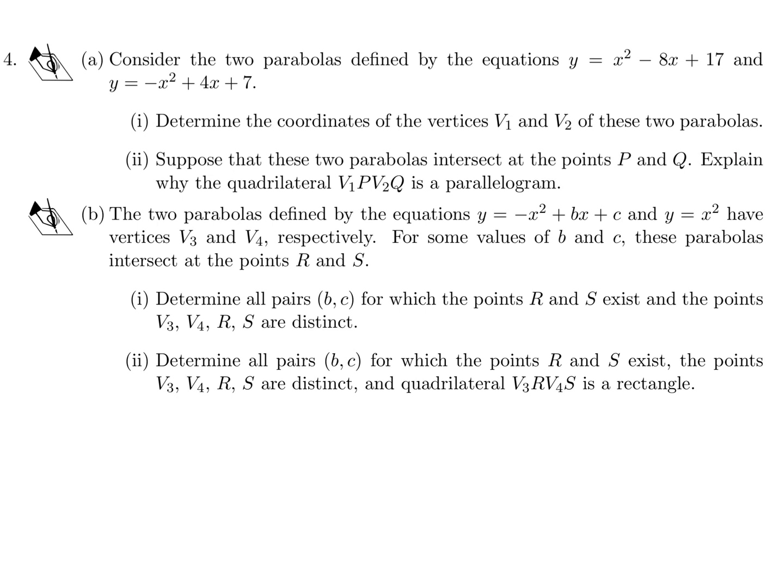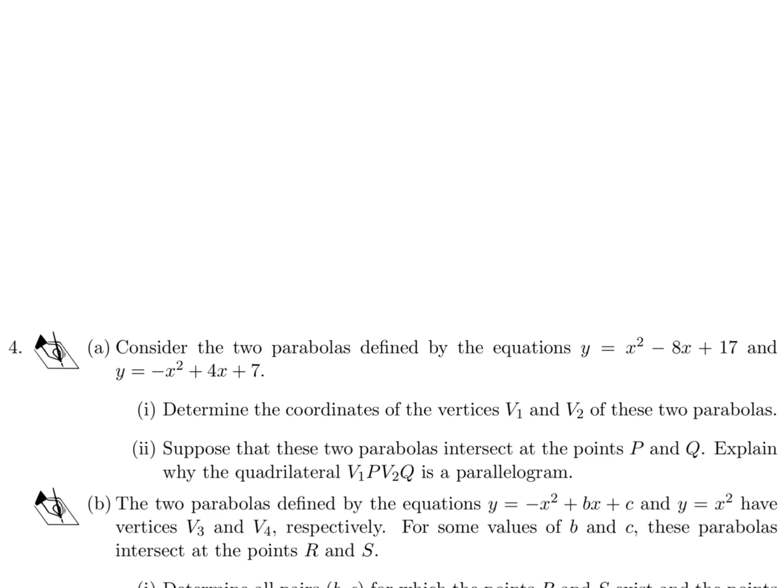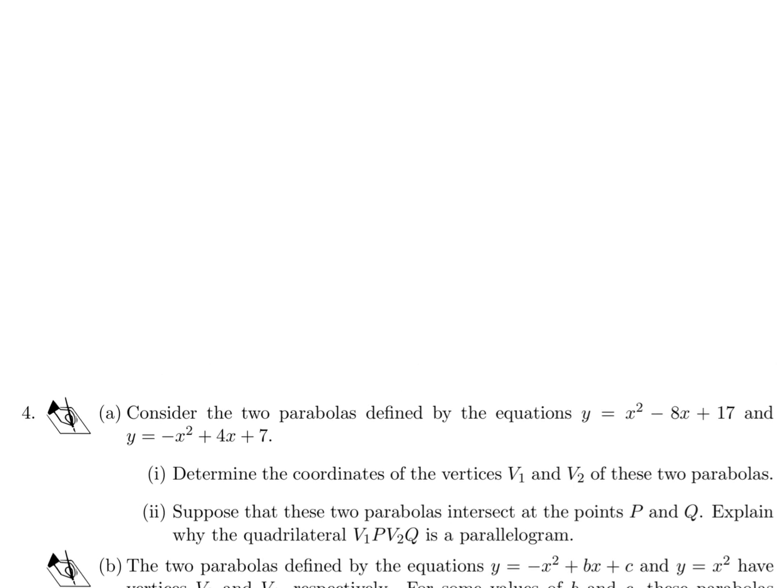Consider the two parabolas defined by the equation y is equal to x squared minus 8x plus 17 and y is equal to minus x squared plus 4x plus 7. Determine the coordinates of the vertices V1 and V2 of these parabolas. All right, so we have y is equal to x squared minus 8x plus 17. I just do it by completing the square.